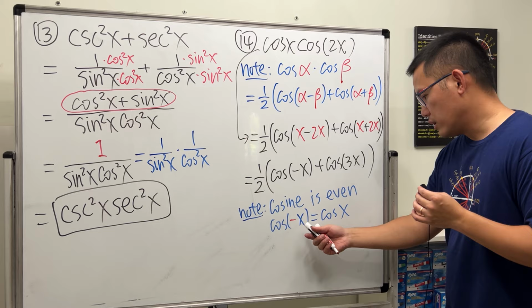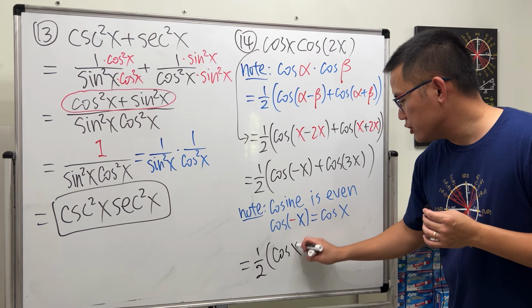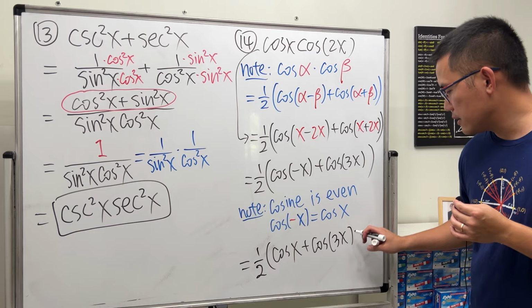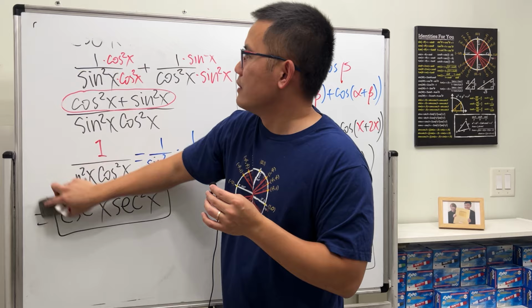So finally, I can write this down for you guys. 1/2, and I still maintain the parentheses. Cosine of just x, and then plus cosine of 3x. And we are done. All right, 10 more questions to go, I believe, if I do my math right.